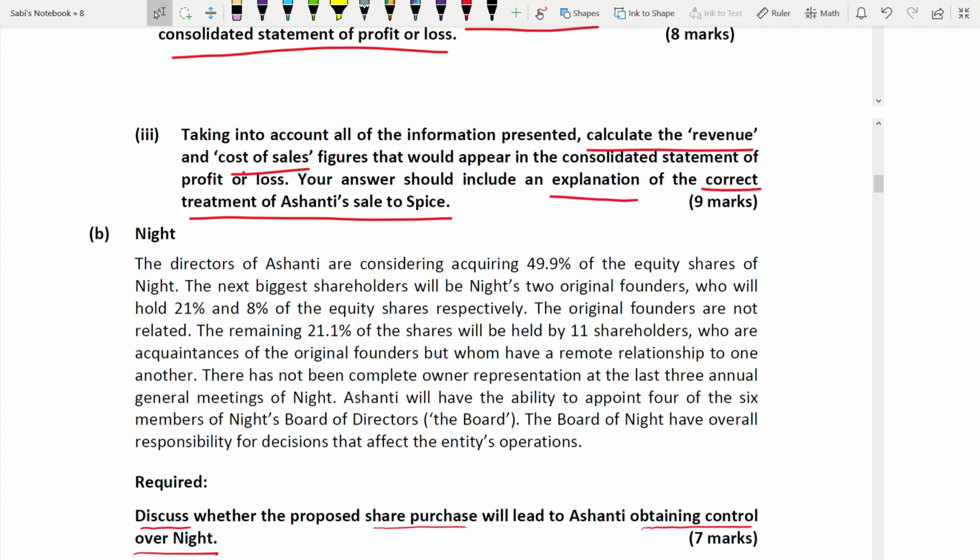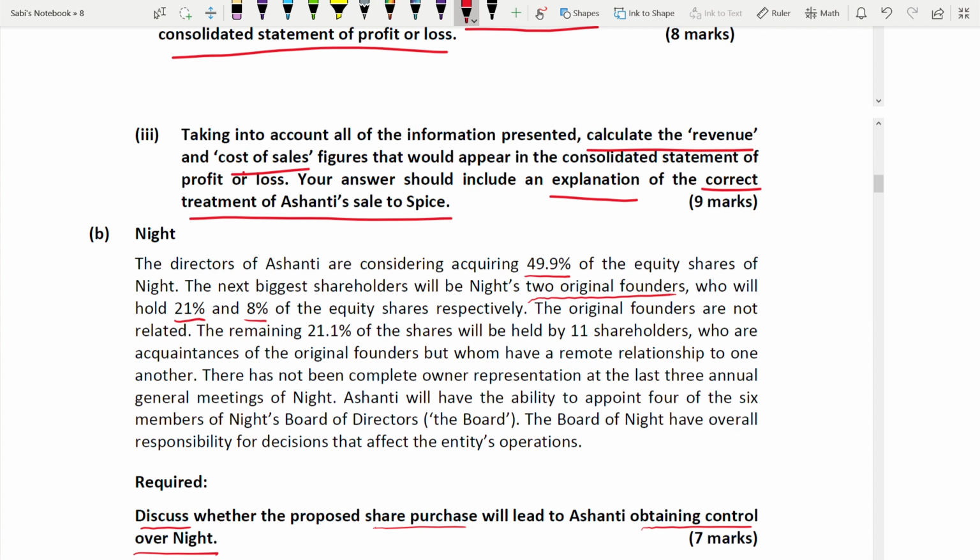So the directors of Ashanti are considering acquiring how much? Just see, it's not even 50%. 49.9% they have considered acquiring of the equity shares of Knight. The next bigger shareholders will be Knight's two original founders who will hold 20.9% and 21.8% of equity shares respectively. So the two original founders will hold 42.7%. Okay, the original founders are not related. They are not related.